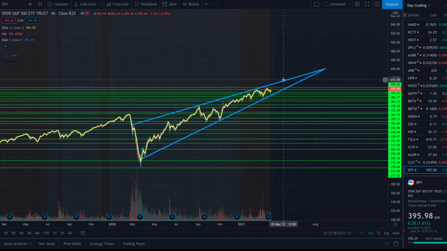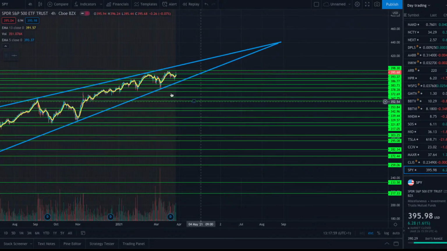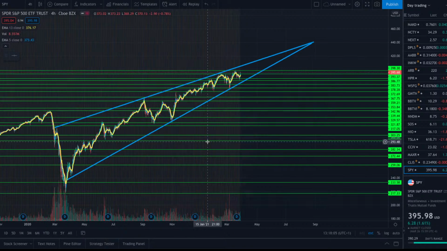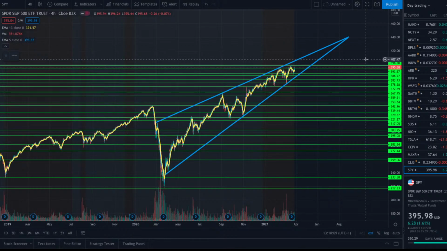We may break through this wedge and start hitting higher highs, potentially to that 400 plus range on the S&P 500. But as of now, based on my analysis, we have a clear resistance point here at 398.07. If we can break 398.07, then we'll reach higher highs and the market should regain its upward trend. So I hope you guys have enjoyed this.